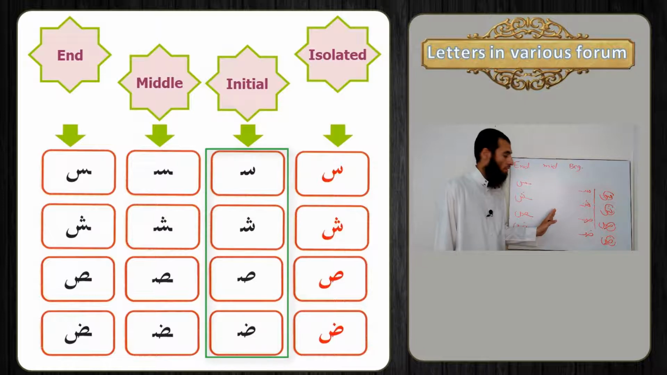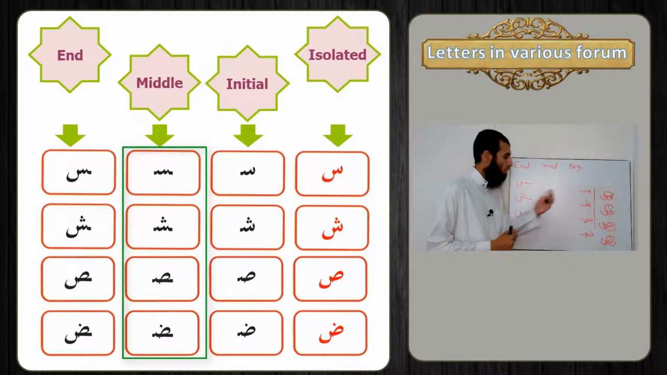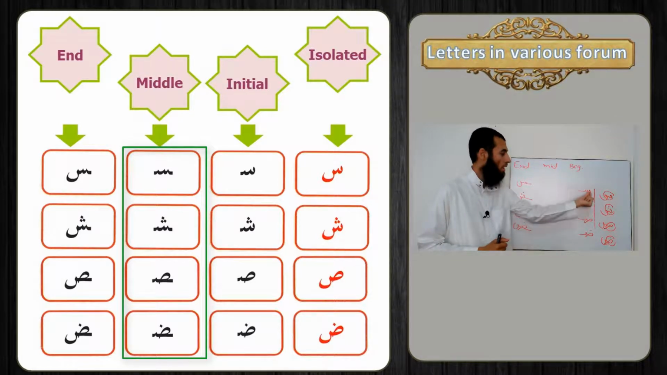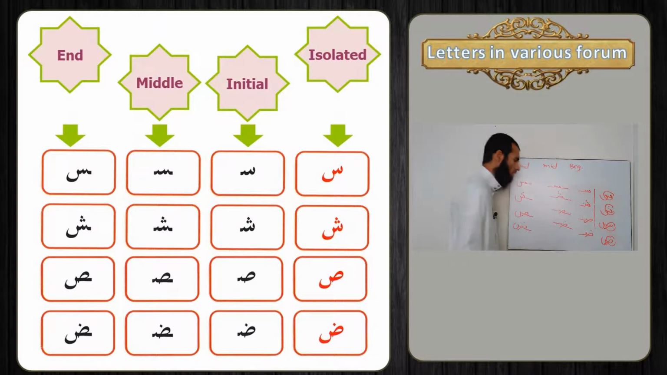What about the middle of the word? You have to guess this. It will be the same shape, but we will put a connection line before. So this is letter sin, and this is letter sheen, and this is letter sad, and this is letter dot.